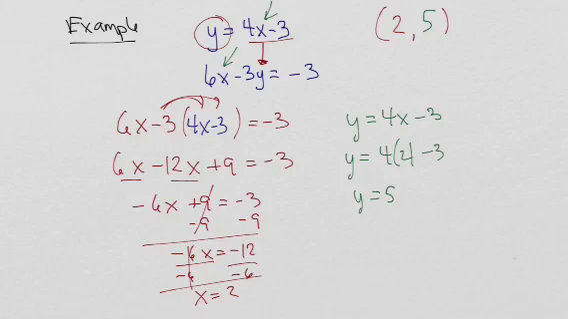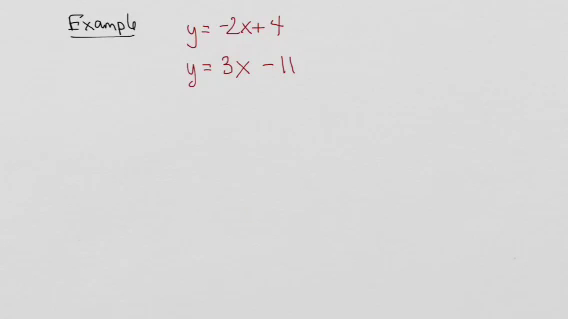All right, let's try a couple more. Well, actually, one more. All right, so last one. What makes this one different is that if you'll notice, both equations are solved for y already. So that's okay. It doesn't really matter. We'll just pick one. It makes no difference. And that means every time you see the y in the other problem, replace it with negative 2x plus 4.